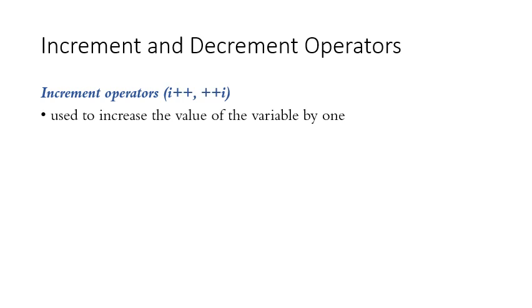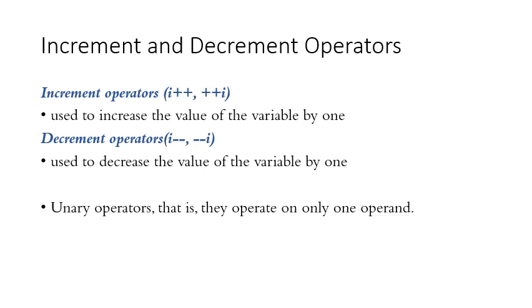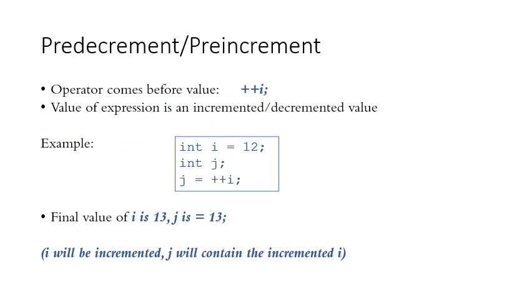Your increment operators are essentially just used to increase the value of your variable by 1. And your decrement operators, i plus plus and minus minus i, are used to decrease the value of the variable by 1. They are unary operators, that is, they operate on only one operand. Now what's the difference between pre-decrement, pre-increment, and post-decrement and post-increment?